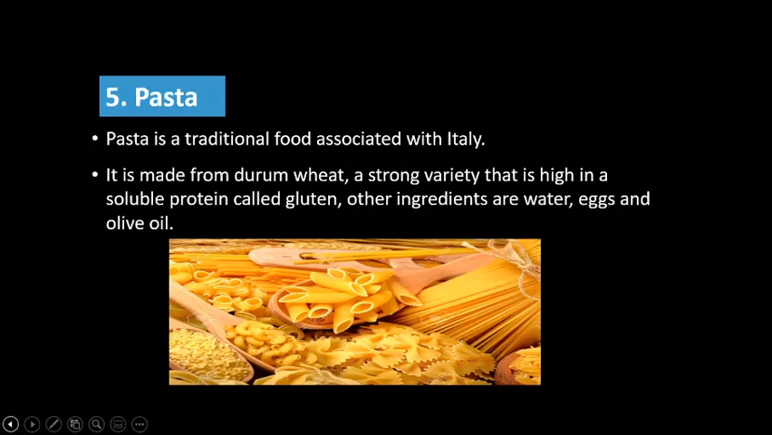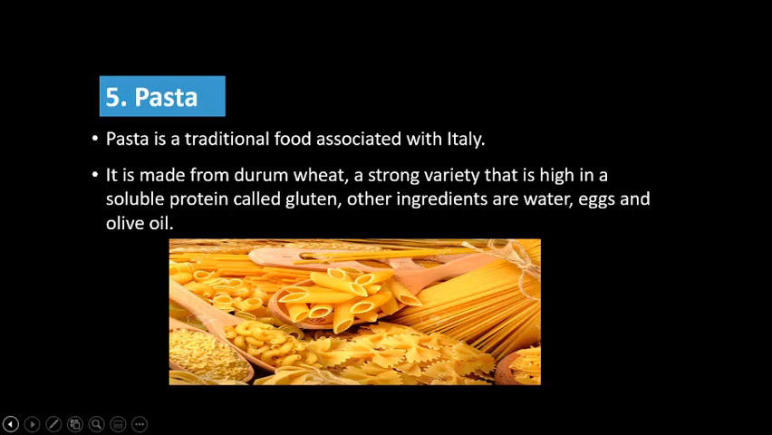On number 5, we have pasta. Pasta is also commonly used here in Maldives as well as throughout the world. Pasta is a traditional food associated with Italy. It is made from durum wheat, a strong variety that is high in soluble protein called gluten. The other ingredients are water, eggs, and olive oil. So basically, if you want to make pasta, you just need wheat, eggs, olive oil, and water, right?